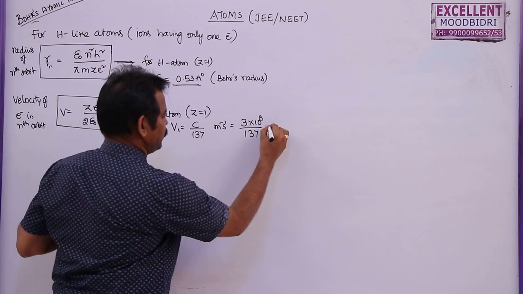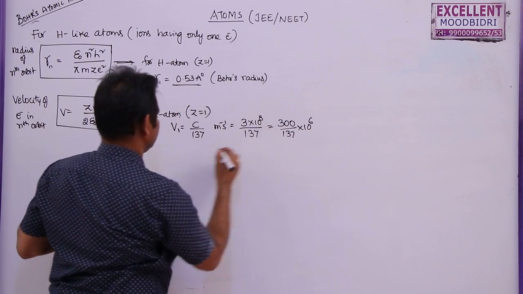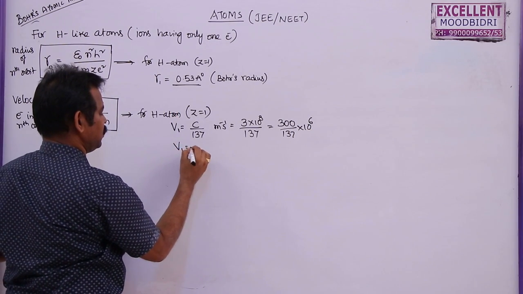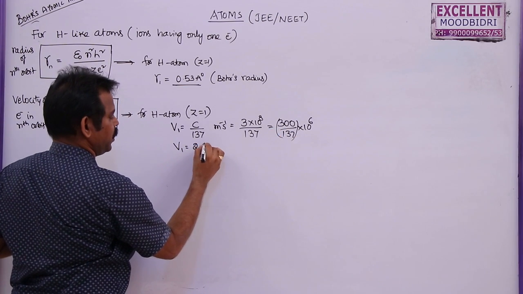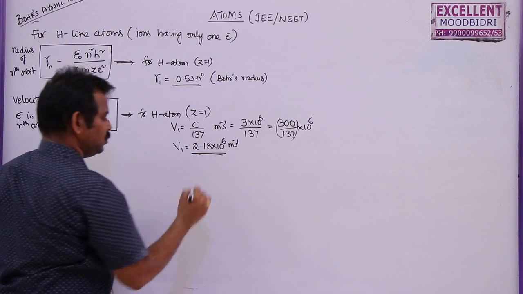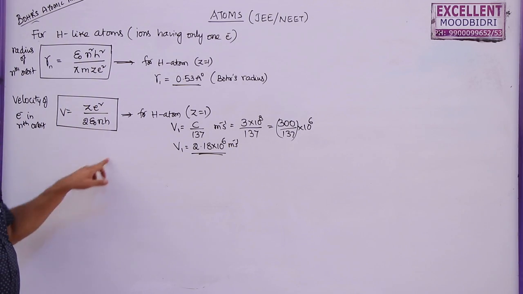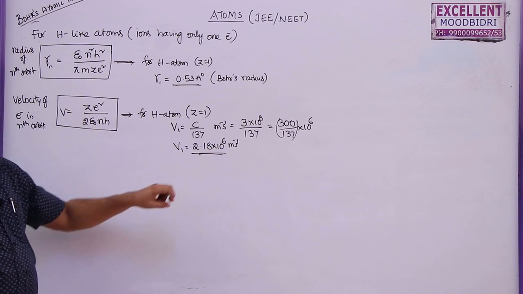So this can also be written as 300 by 137 into 10 power 6. So the speed of the electron in the first orbit of hydrogen atom will be nearly 2.18 into 10 power 6 meter per second. So the electron in the first orbit of hydrogen atom revolves with a speed of nearly 2.2 into 10 power 6 meter per second.